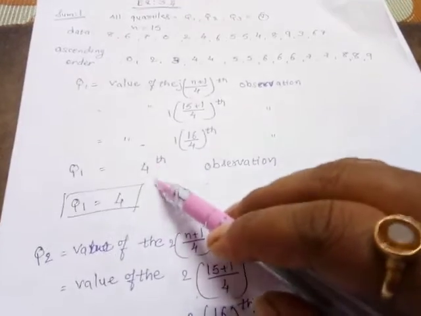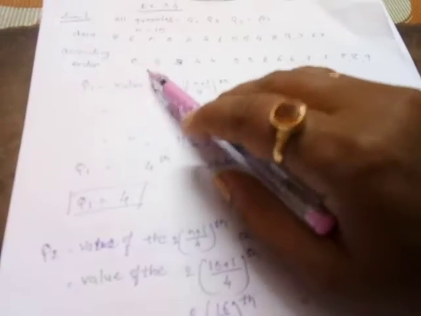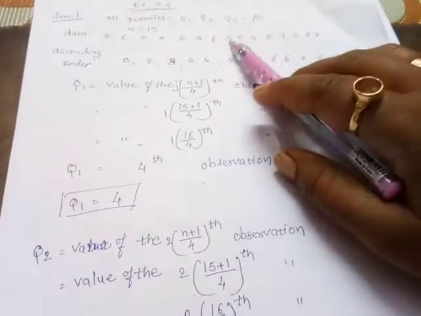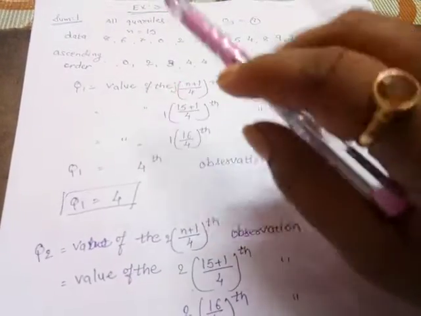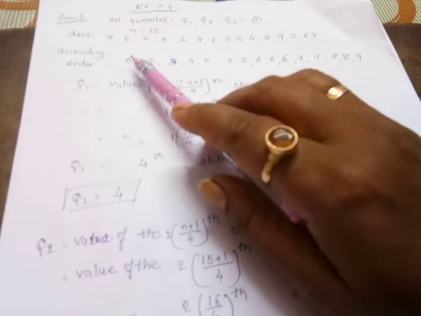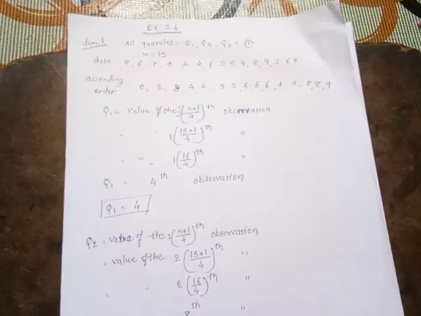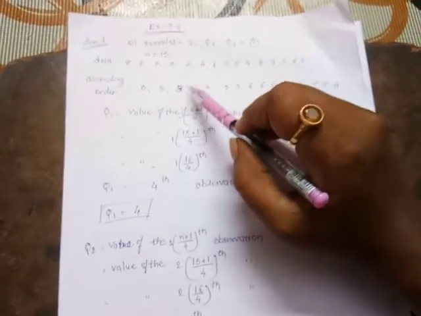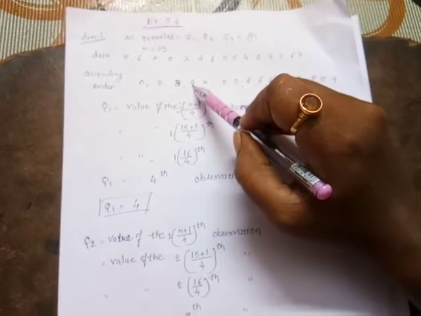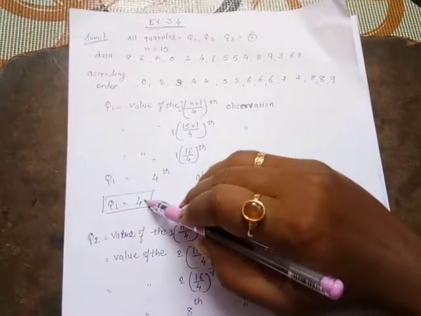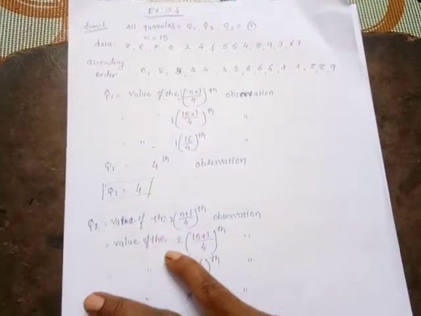This 4th observation we have to check in the ascending order only, not in the raw given data. We have to check that in the ascending order. 4th observation means this is first, second, third and fourth. So number 4, that is our answer. So Q1 is equal to 4, right?